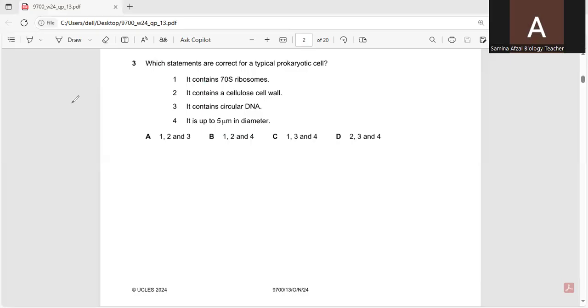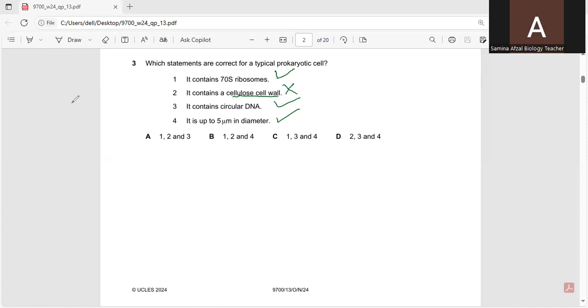It contains 70S ribosomes. Yes, they contain the 70S ribosomes. It contains a cellulose cell wall. No cellulose cell wall. Instead of cellulose, they contain a cell wall of peptidoglycan. So the cellulose cell wall is not present in prokaryotes. It contains circular DNA. Yes, plasmids are present in the form of circular DNA. It is up to 5 micrometer in diameter. Yes, this is the maximum measurement of a prokaryotic cell.